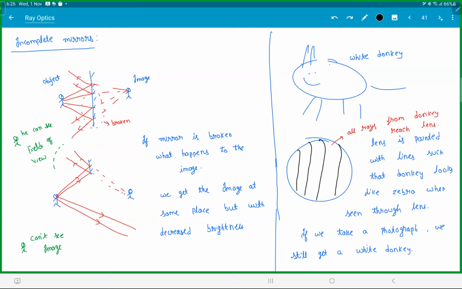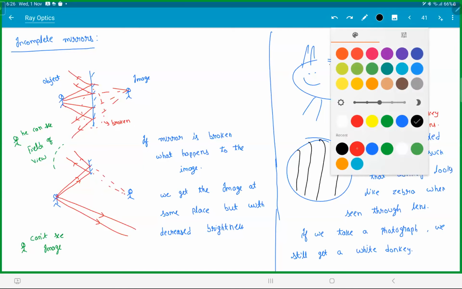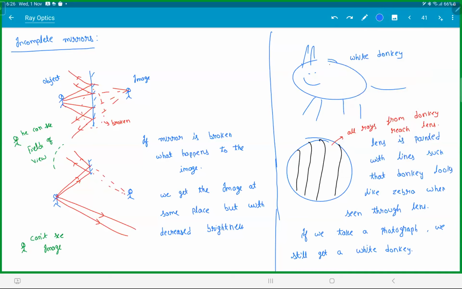So if you use a part of a mirror, let me just put the statement there. A part of a mirror will create the image as a full mirror. Only the field of view will change, and the intensity will change. Everything else will be fine. Clear with this?